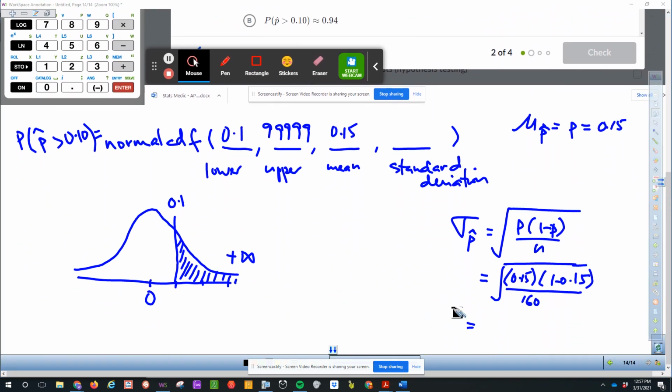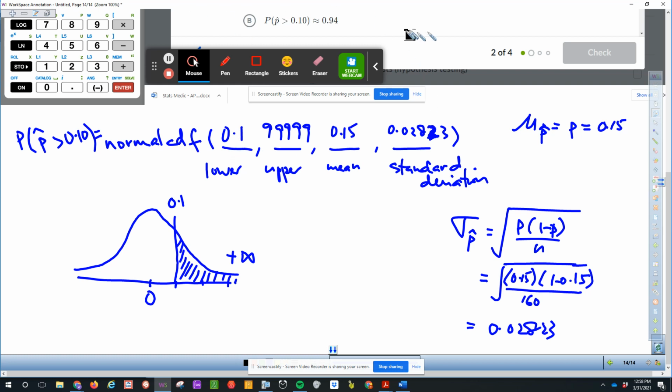Okay, so here is 0.02823. And then put this right here, 0.02823. So 2823. All right, so how do I get to normal CDF? And I probably need to write that down, if not I'll forget. So it's normal CDF 0.1, 99999, and then 0.15, 0.02823.